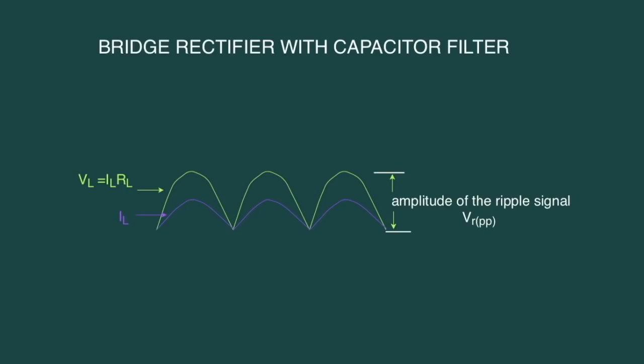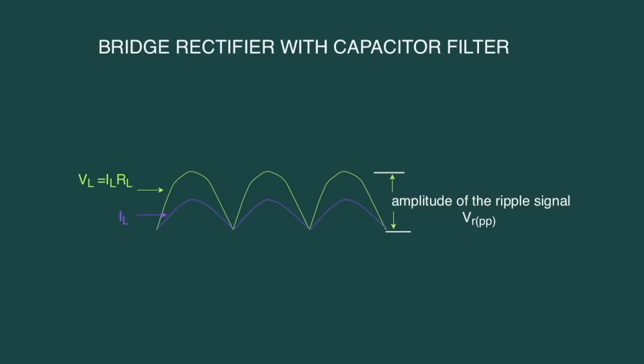By now we have learned what is a ripple signal, and we notice that reading of the AC voltage at the output of bridge rectifier is greater than that of the DC voltage. In the next part of our session, we are going to see how this situation can be reversed by using a capacitor as a filter.